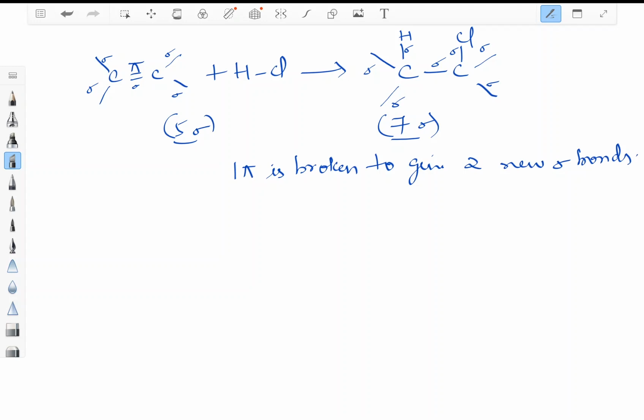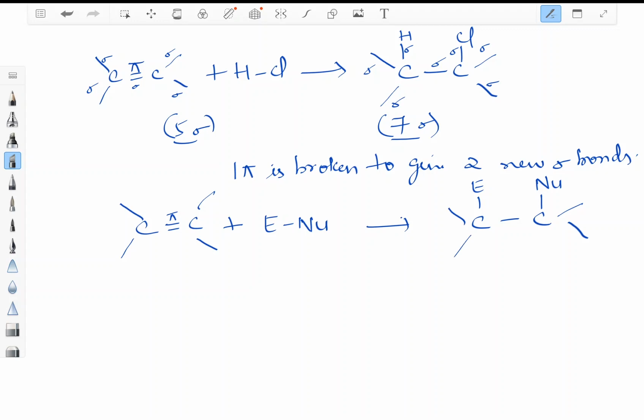So you need to remember one thing here: I have shown you with the example of HCl. If it is E-Nu, and the same thing with C double bond C with two bonds, this gets added up. The pi bond is broken to form two new bonds. Nu is the nucleophile, E is the electrophile, and the remaining two bonds are already present. So this reaction is nothing but an addition reaction.